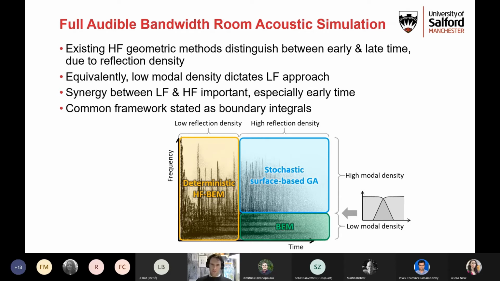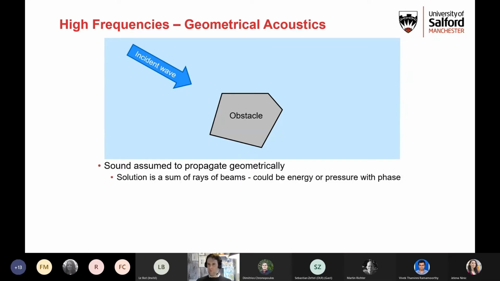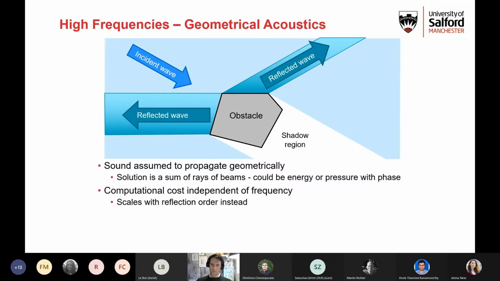So just to reinforce that a little bit, let me make some comparisons. If you've got a high-frequency geometrical acoustics model, we assume that sound goes in straight lines. So if you have an incident wave hitting an obstacle, we would find that the total solution is the sum of some rays and beams. We get some reflected waves off those front surfaces, and we get a shadow zone. And as Alan said yesterday, this could be energy or it could be pressure computed with phase. We get a computational cost that's independent of frequency here. That's why they're so good at high frequencies. The cost scales with reflection order instead, which is one of the reasons I'm concentrating on early reflections here.